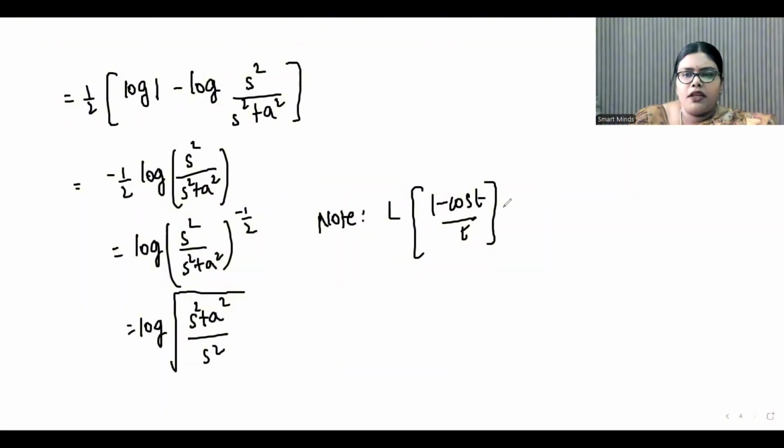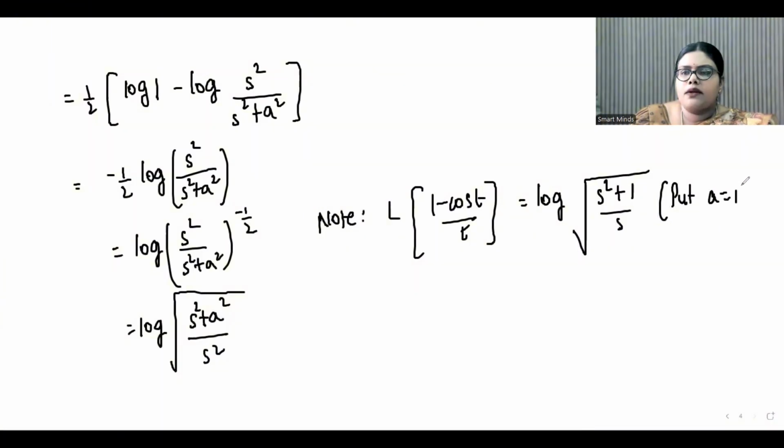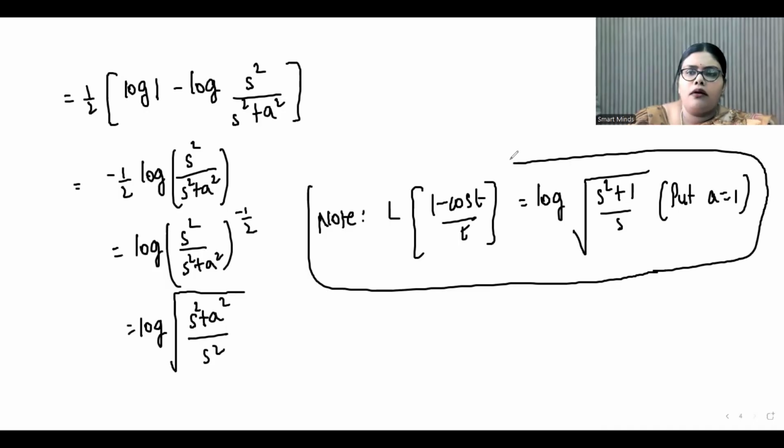So take a note here, L of 1 minus cos t by t. Now next time in any problem, if this one comes, you can directly use this: log root over s square plus 1 by s. Here what did I do? I put a is equal to 1. Understood? You can take it as a formula.